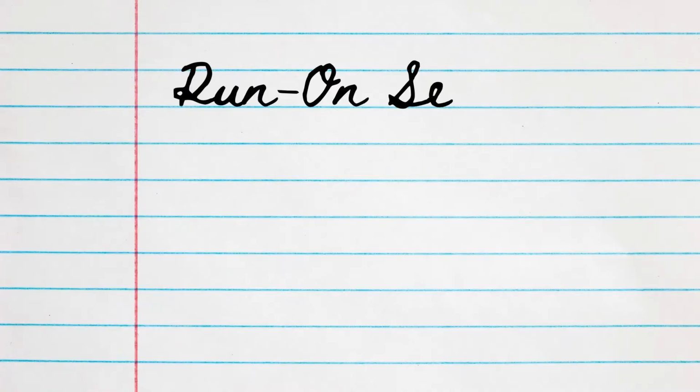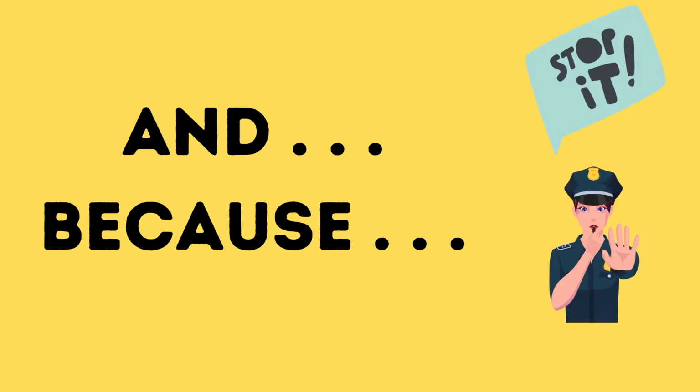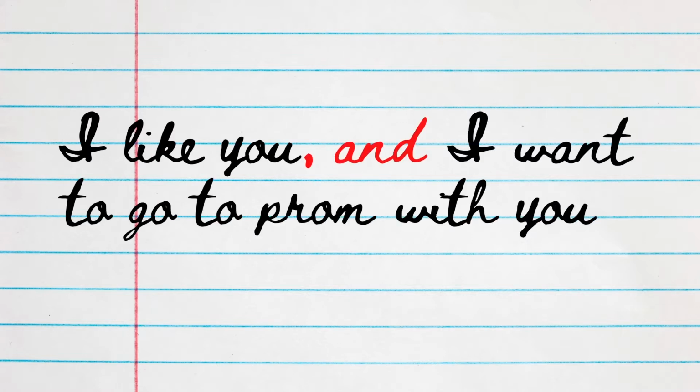Another common mistake is having run-on or fragment sentences. Generally speaking, avoid starting a sentence with and or because. These are red flags for fragment sentences. Also, run-ons can be avoided by using conjunction words such as and or but with a comma to link two complete sentences.